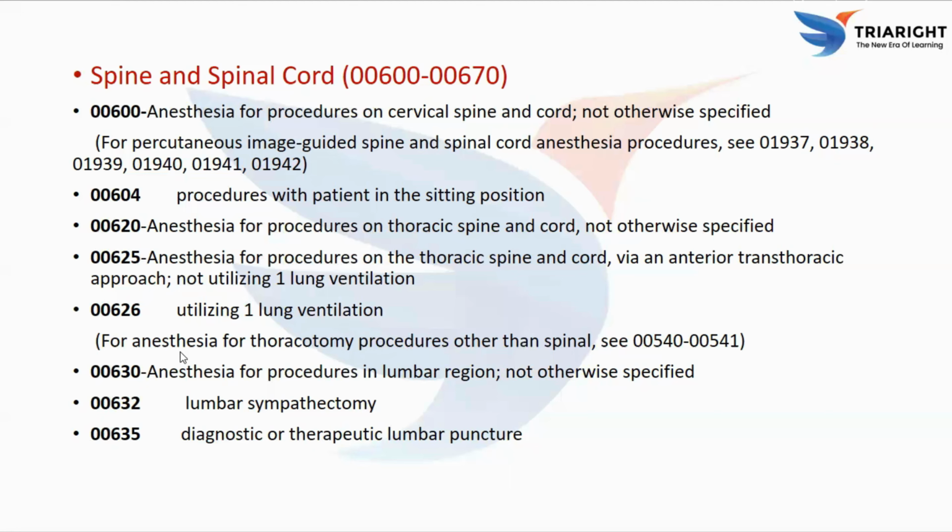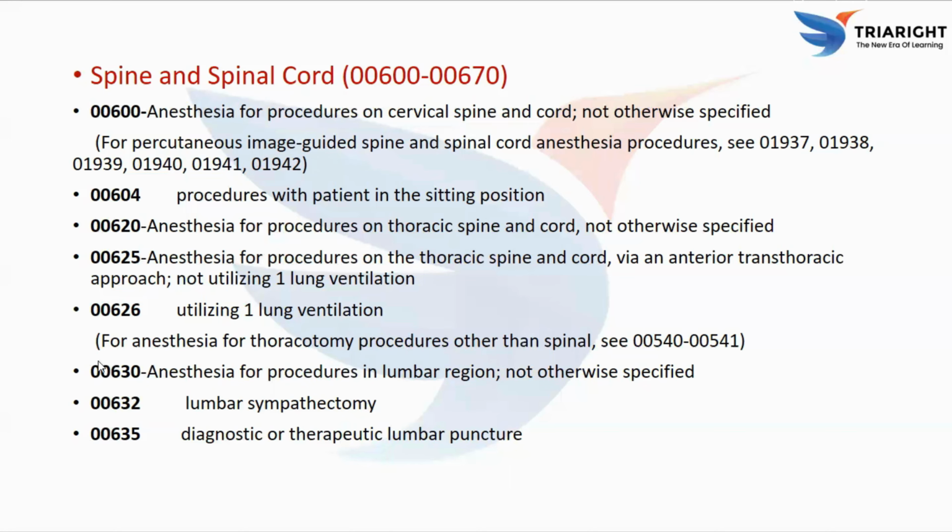CPT code 00625, thoracic spine surgery via anterior transthoracic approach without one lung ventilation. The surgeon enters through the chest from the front and both lungs are still ventilated. And 00626 is with one lung ventilation. One lung is intentionally collapsed to improve the surgical exposure.